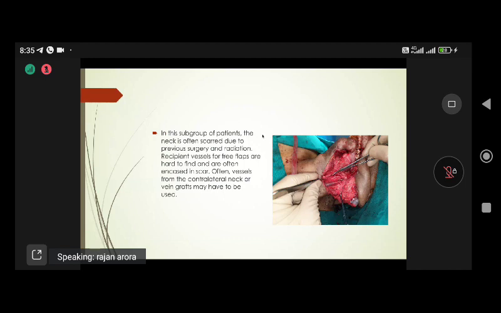In this subgroup of patients, the neck is often scarred due to previous surgery and radiation. Recipient vessels for free flap are hard to find and are often encased in scar. Often vessel from the contralateral neck or vein graft may have to be used.